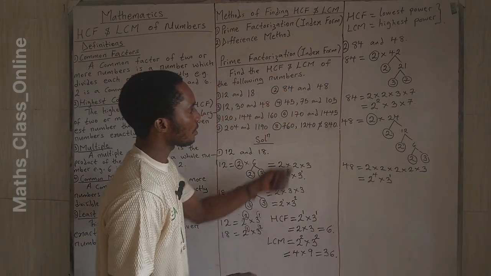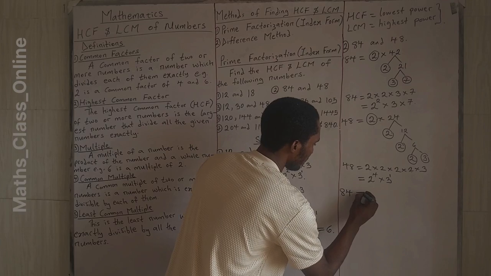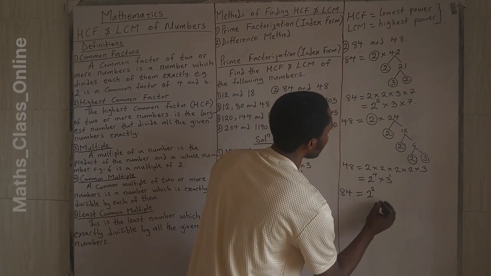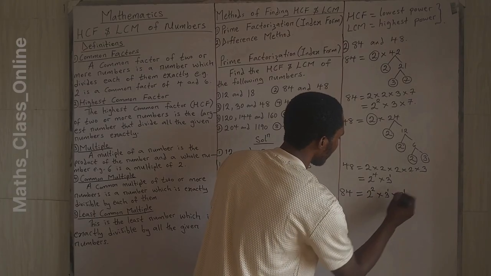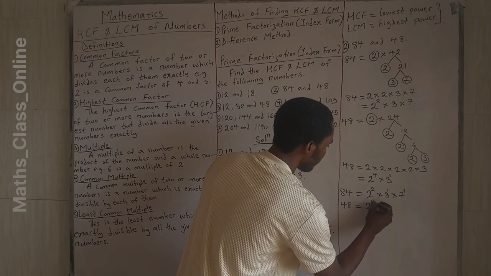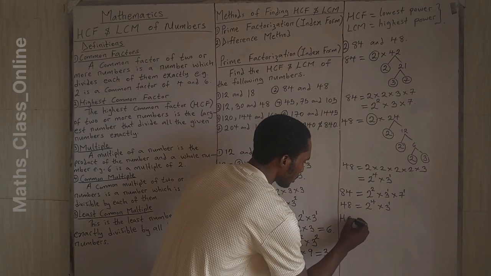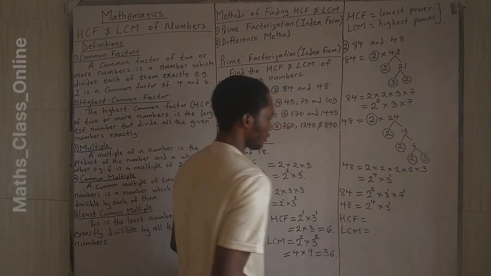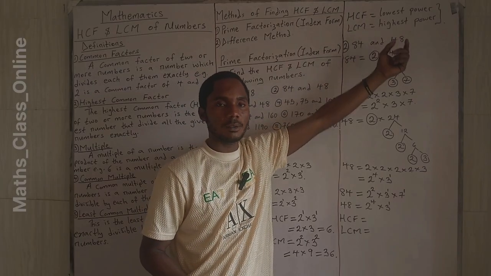Now let's bring them together. 84 is equal to 2 raised to the power of 2 times 3 raised to the power of 1 times 7 raised to the power of 1. And 48 is 2 raised to the power of 4 times 3 raised to the power of 1. HCF. LCM. HCF is what? Lowest power.